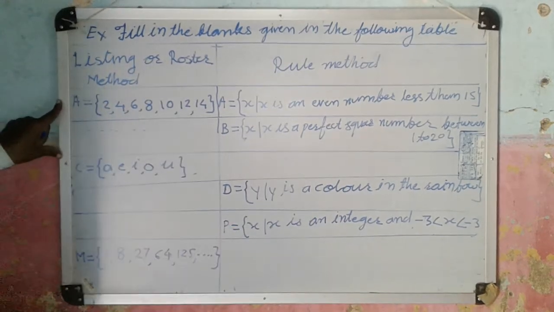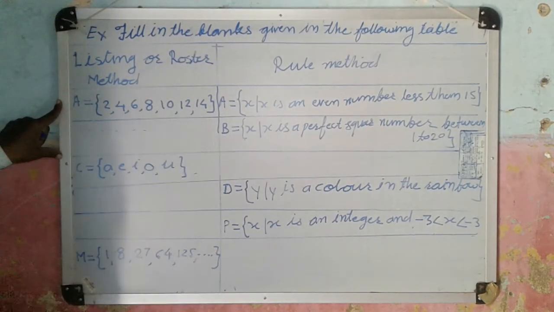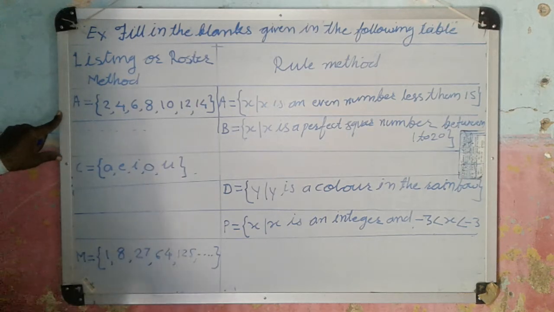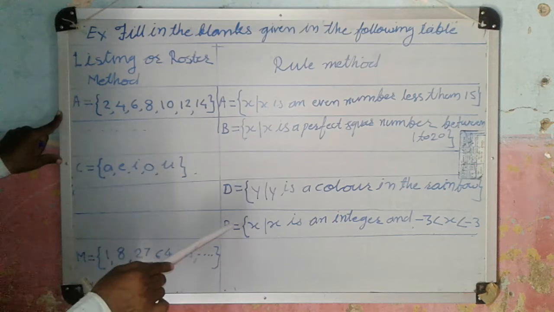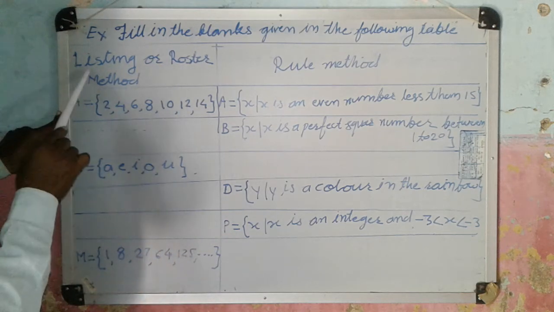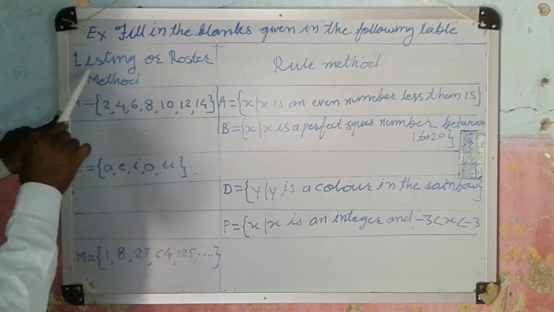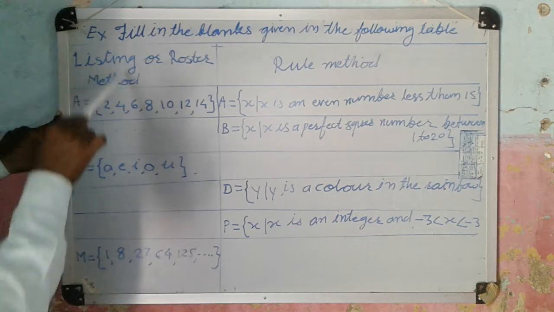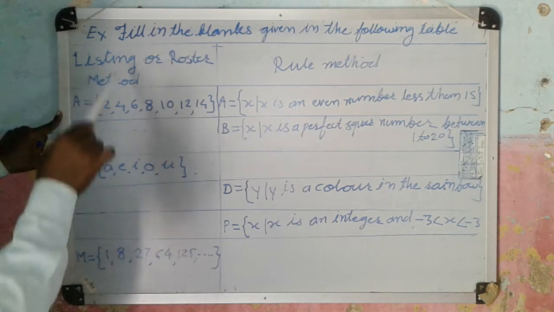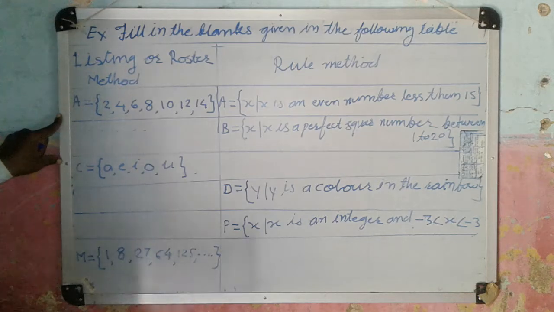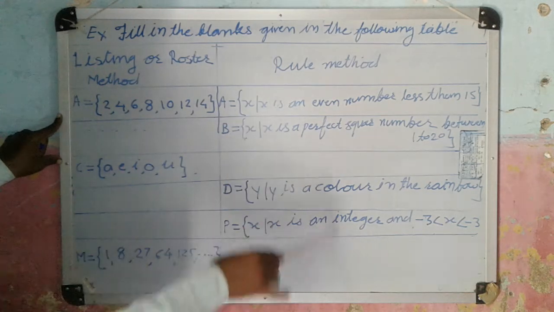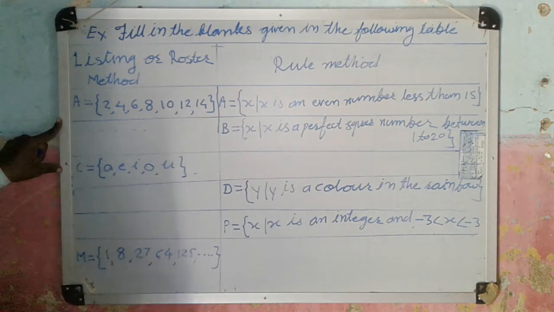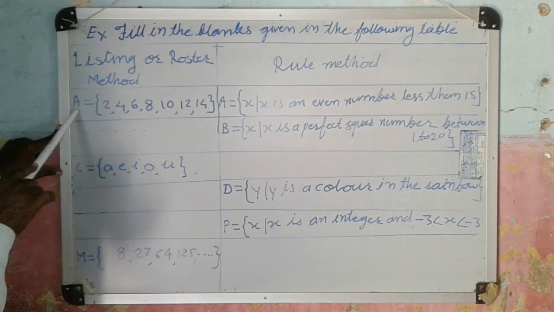Now see here. So we will have another example here. Now here a table is given and we have to fill in the blanks. In this table, one part is of listing or roster method. The sets are written here in listing method. The same sets are written on the other part using rule method. Now in first example, this set is given, set A.